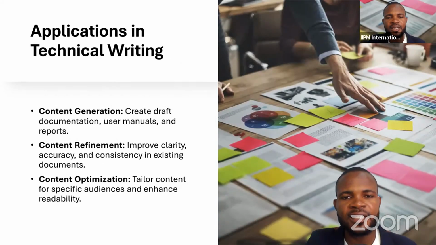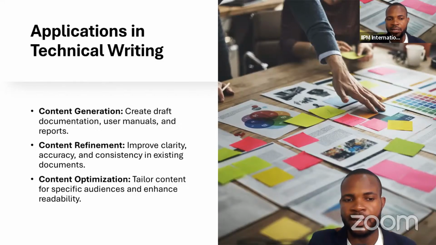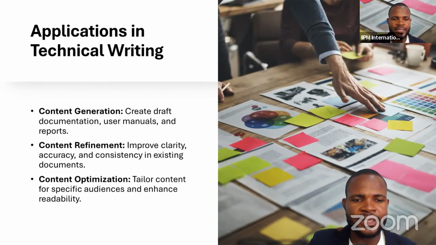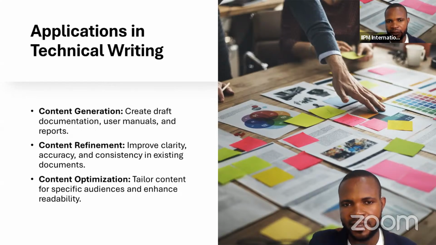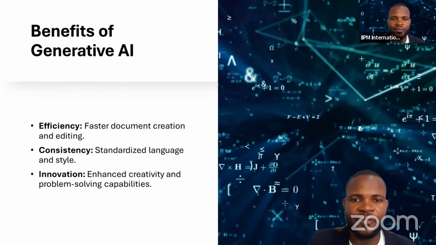Now, the applications of generative AI in technical writing include, but are not limited to, content generation, content refinement, and content optimization. These are the key applications. So you can use them to generate new content, you can use them to refine existing content, and you can use them to optimize existing or generated content.